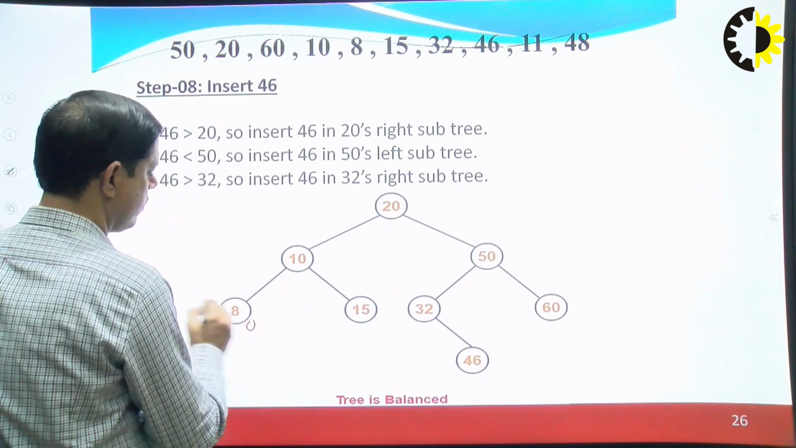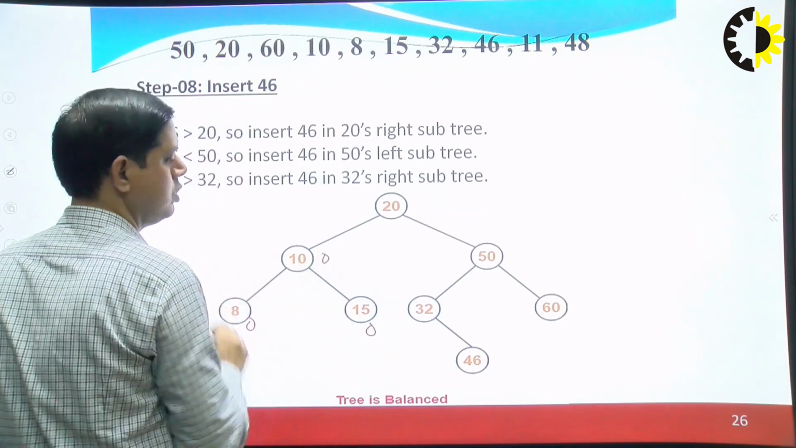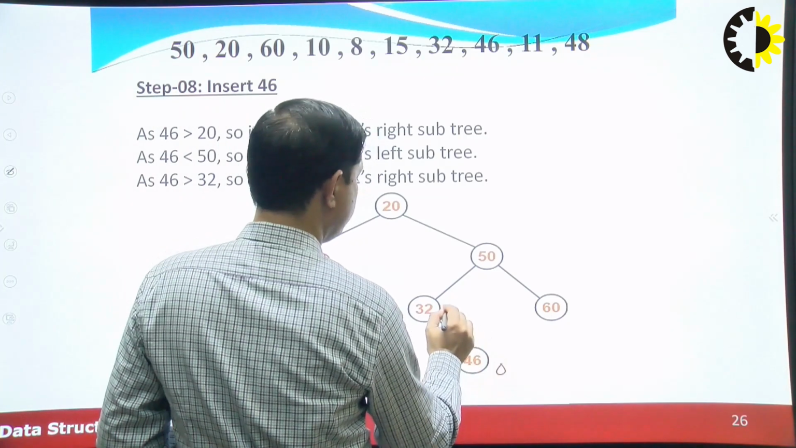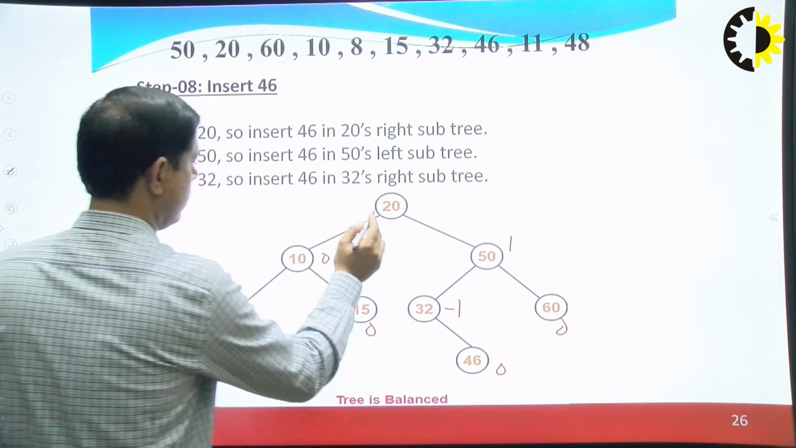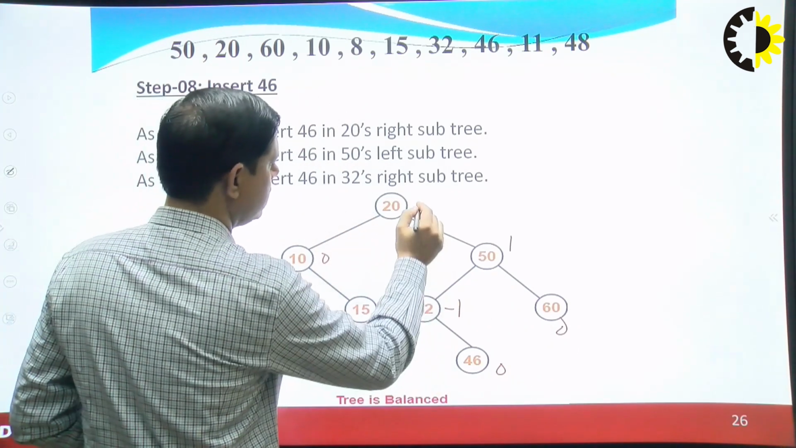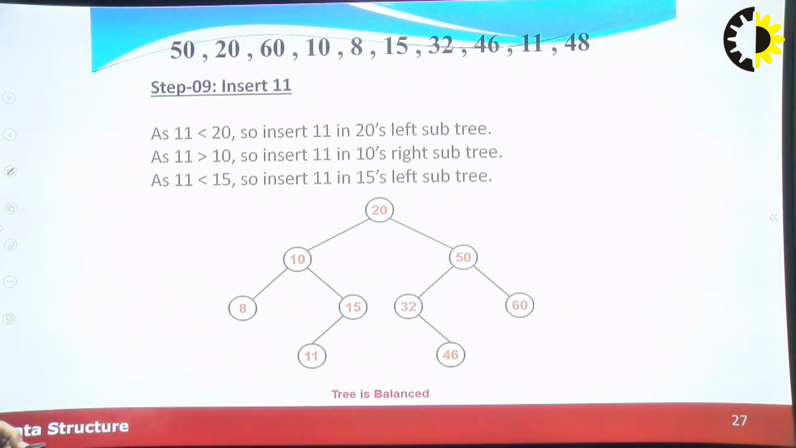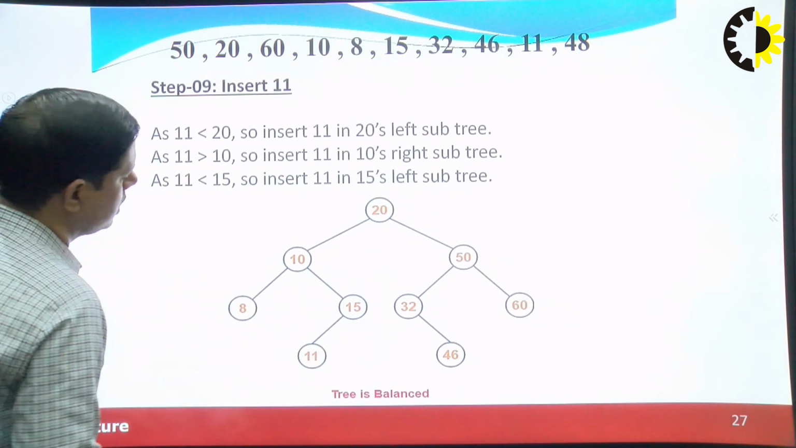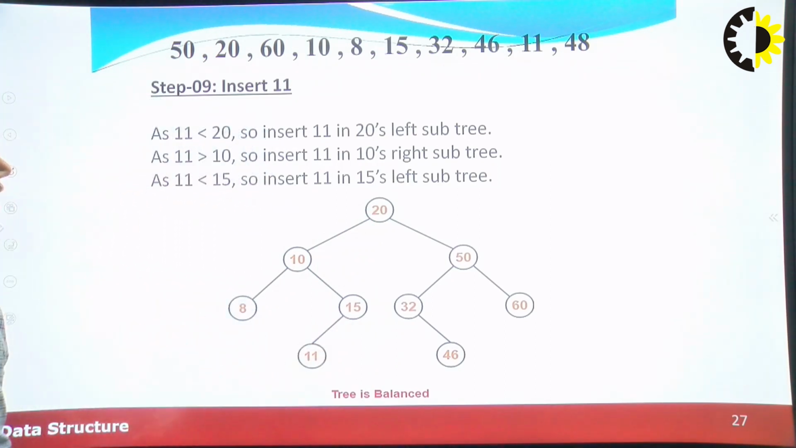The balancing factor for 8 is 0, 15 is 0, that is 1 minus 1, that is 0, 0 minus 1, 2 minus 1, that is 1, 0. For this, 2 minus 3, that is minus 1. That means the tree is balanced. After that, we have to insert 11. According to the binary search property, 11 will be the left child of 15.